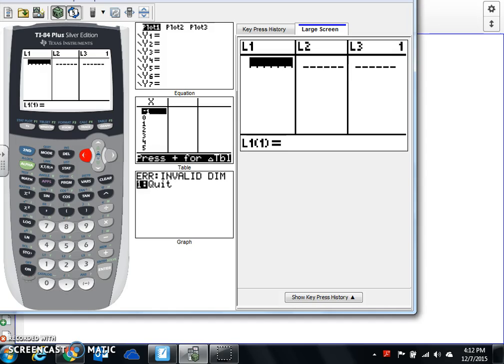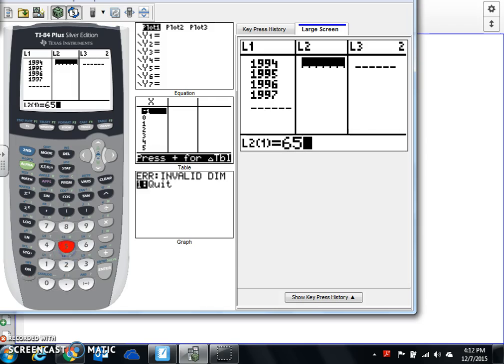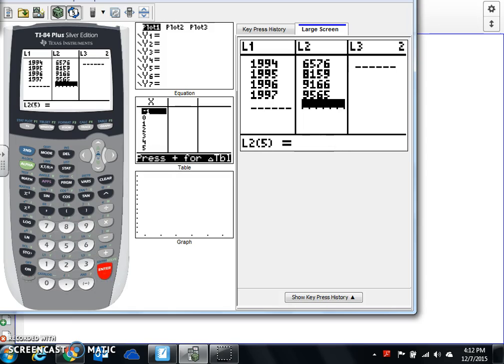Okay, so if you look back at your X and Y table, my X values were 1994, enter, 1995, enter, 1996, enter, 1997, enter. My Y values were 6576, enter, 8159, enter, 9166, enter, and 9565, enter. Okay, make sure they're all right. All right, they look good.